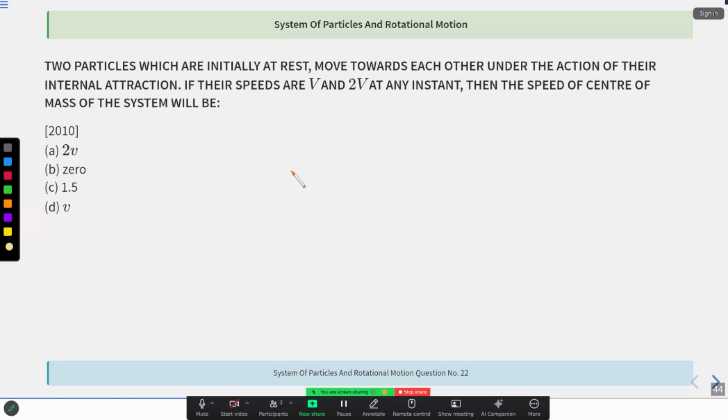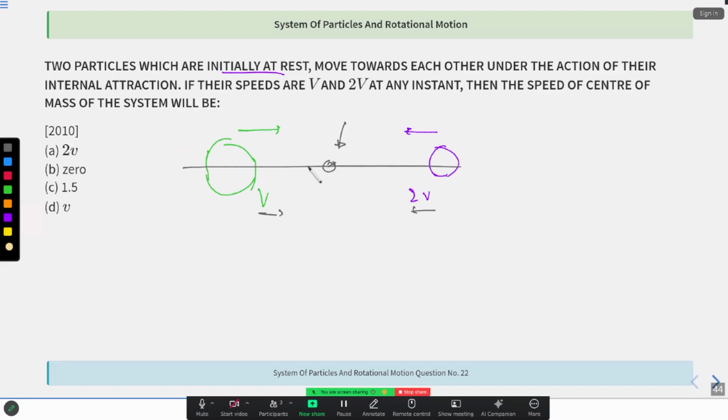What they're saying is that I have two bodies, body 1 and body 2, which are initially at rest, moving towards each other. Let's say this one is moving with v speed and this one with 2v speed. My center of mass is somewhere in the middle on this line. If this body is moving here and this body is moving here, then my center of mass will accordingly shift, and that is what they're asking: what will be the center of mass speed? We cannot make any assumptions about the masses, because one particle may be moving slowly on purpose, or because of its weight.